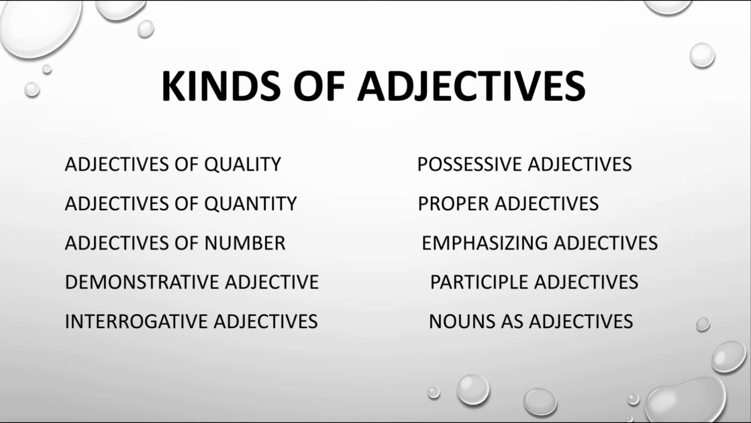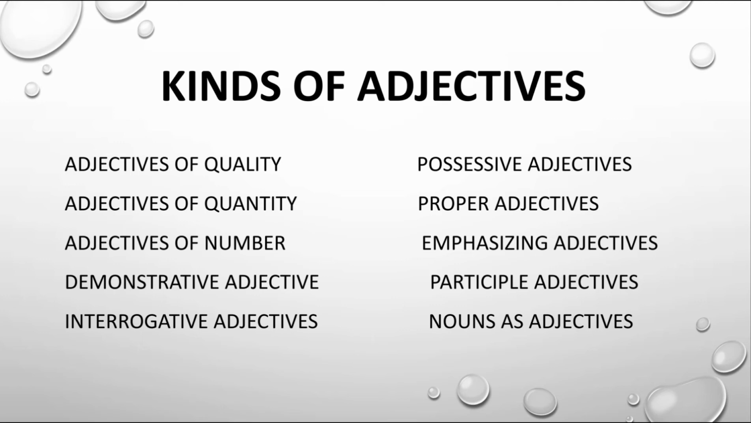Next comes adjective of quantity, which qualifies a noun by showing the quantity of the thing. They tell us how much of a thing is intended. For example, he ate some rice. Here some is an adjective of quantity. He did not drink much milk. Much is an adjective of quantity.